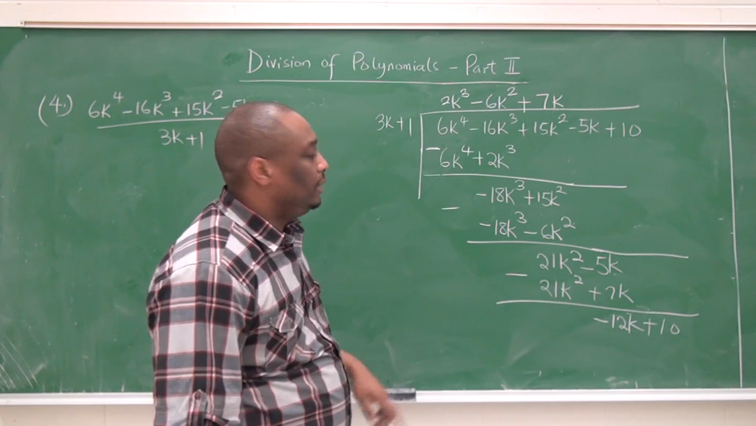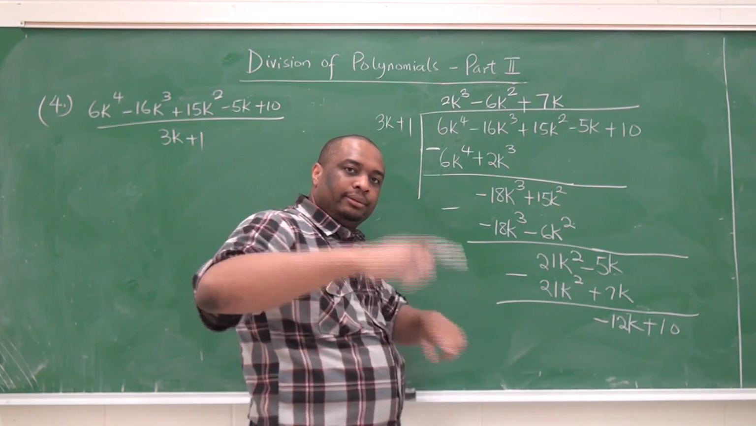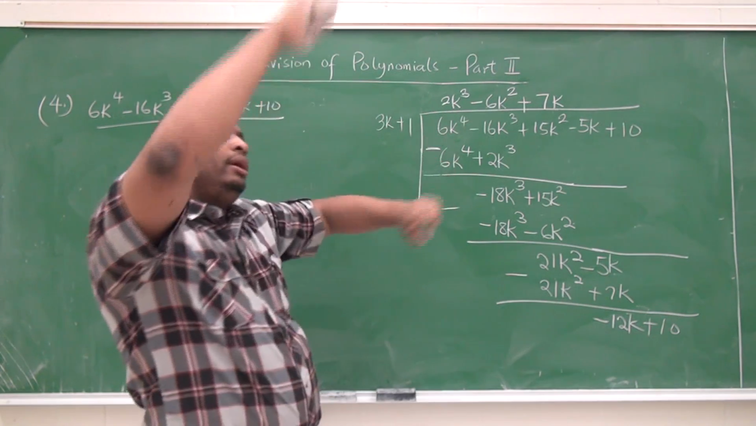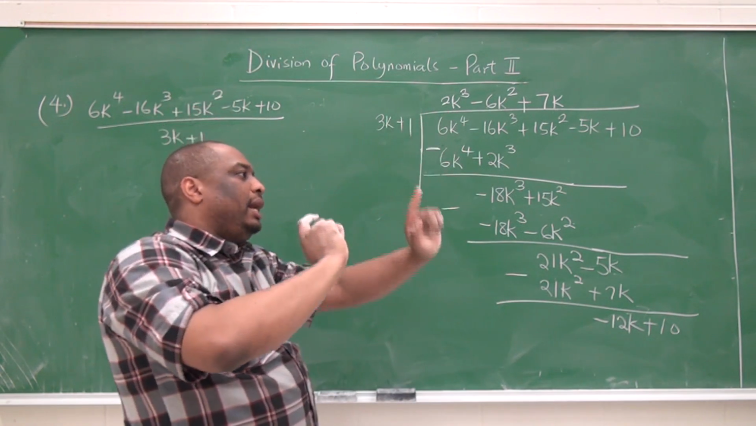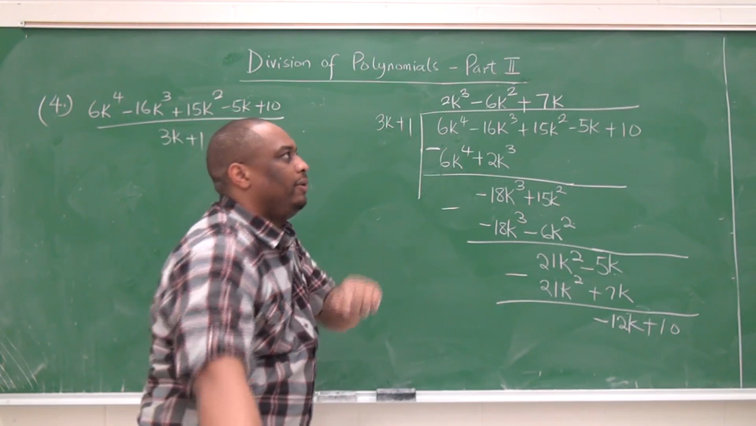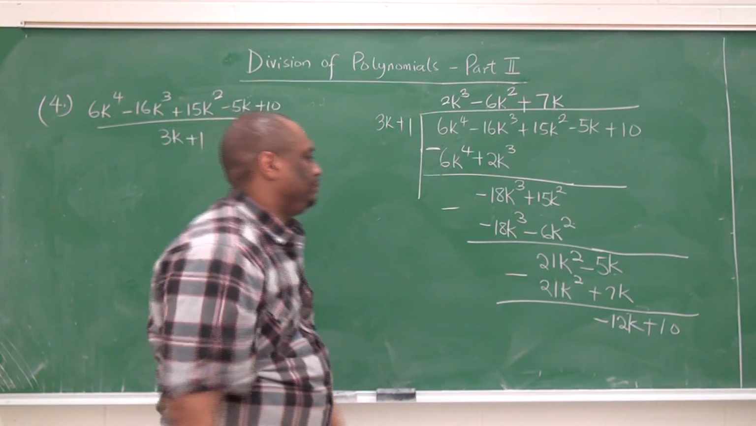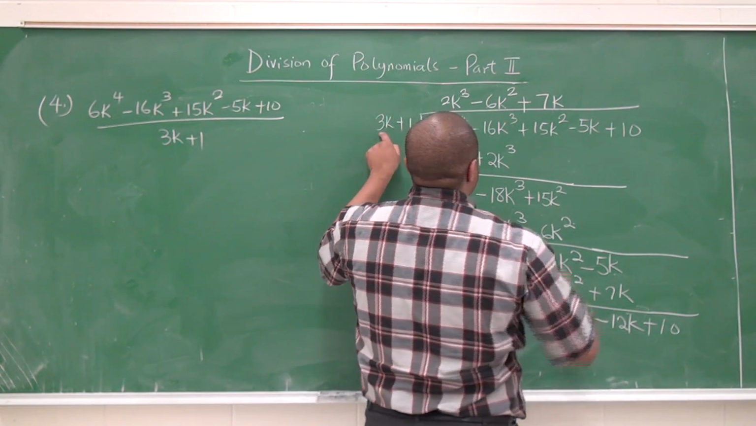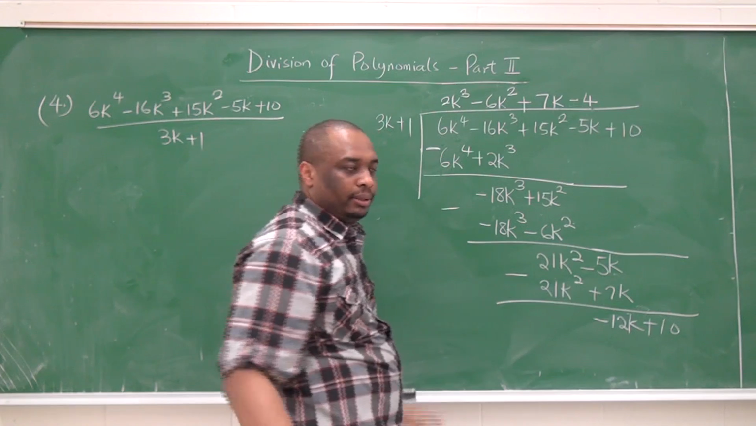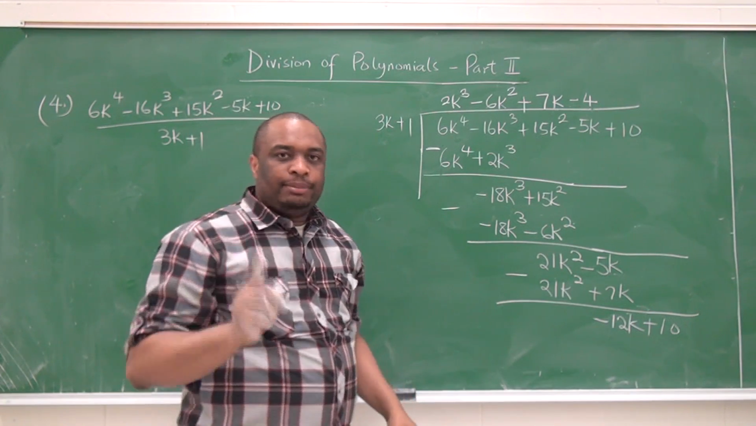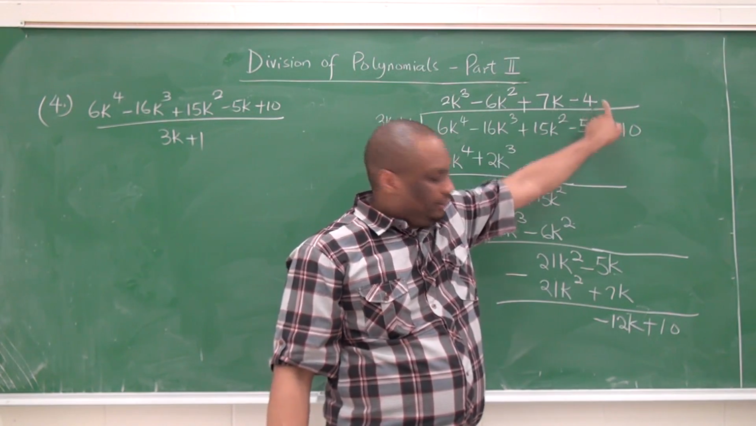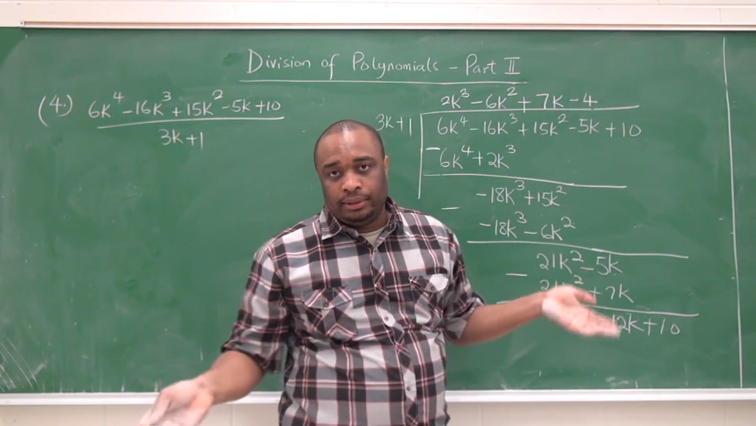Okay? Then you start all over again. Divide, multiply, subtract, bring down, recycle. Divide, multiply, subtract, bring down, recycle. So negative 12 divided by 3 is negative 4. K divided by k is 1. Please, some students make the mistake of putting k here. Don't do that. K divided by k is 1.